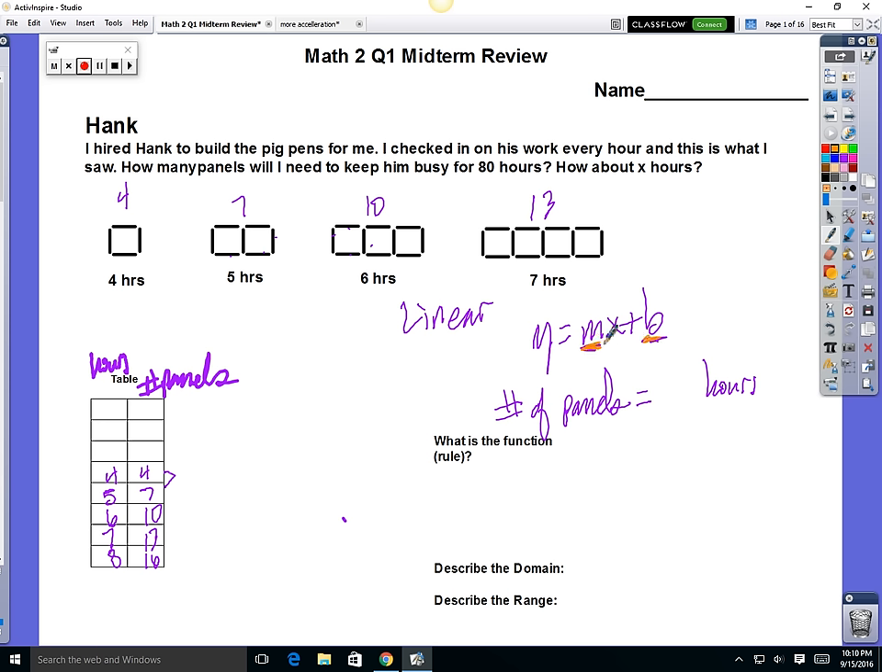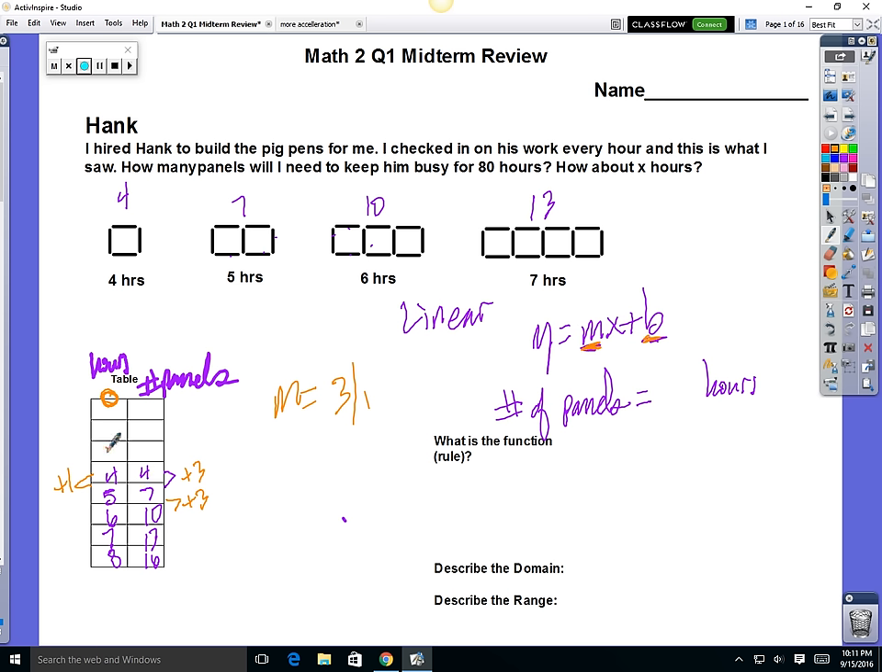Okay, m is the slope. M is the change, how it's changing every hour, and it is changing up 3, up 3, up 3, up 3. So every time the hour changes by 1, the panels grow by 3. So my m is 3, or 3 over 1, rise over run. Now b is your y-intercept. That's what you start with, and you start always at 0. So I might have to work back to get to 0.